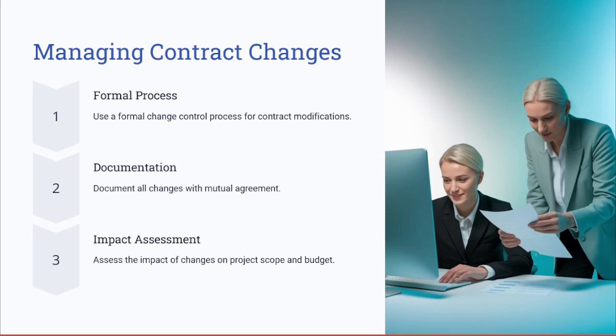Managing the contract changes. Managing contract changes ensures that modifications are handled systematically. Use a formal change control process for contract modification, document all of the changes with mutual agreement between you and the suppliers, and assess the impact of changes on the project constraints, including the scope, the budget, quality, and resources. You cannot just make any changes to the contract without a structured approach, such as the change control process, to ensure that everything is documented, agreed, and assessed.